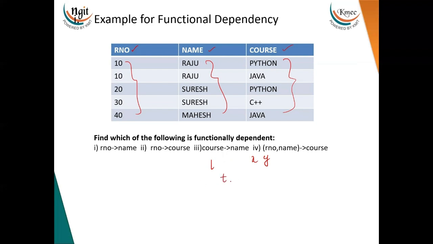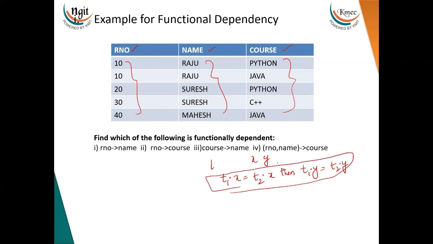That is, if there exists T1.X equal to T2.X, then there must be T1.Y which is also equal to T2.Y. If this is satisfied, then we can say that the attributes X and Y are functionally dependent. The same formula we are going to apply for the given question. Now, what is the first one? We have roll number tends to name. Let us check whether this is functionally dependent or not.